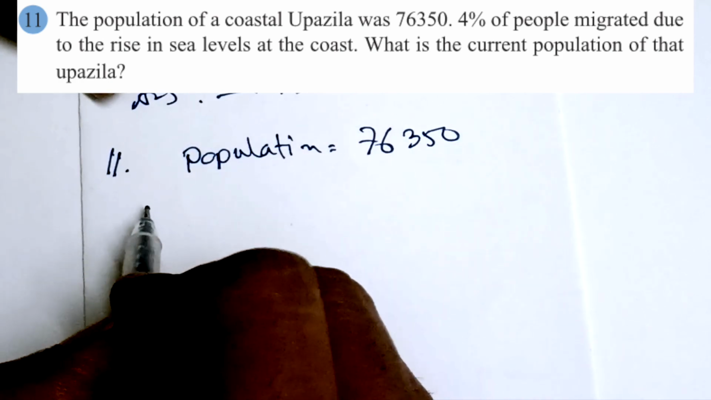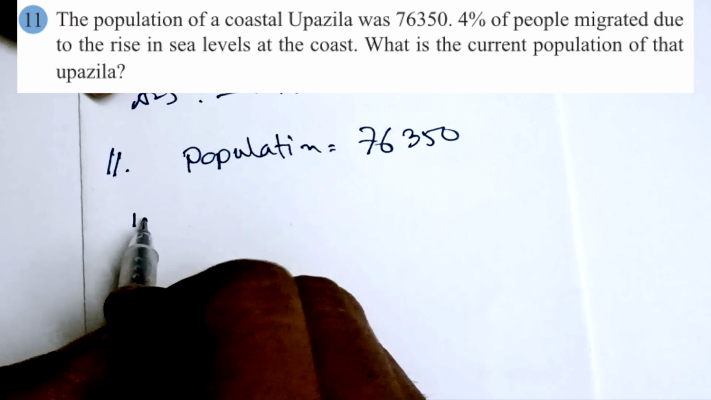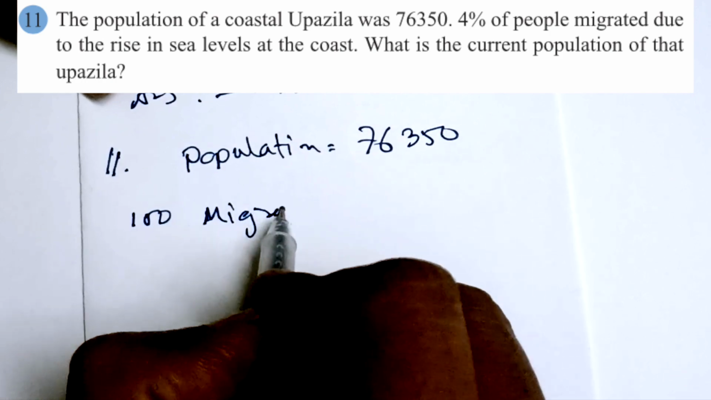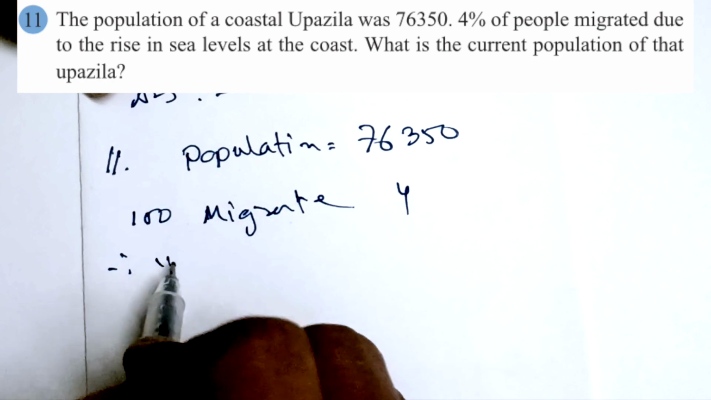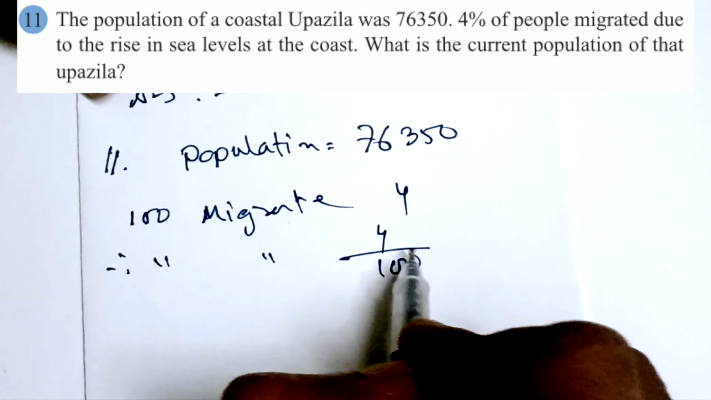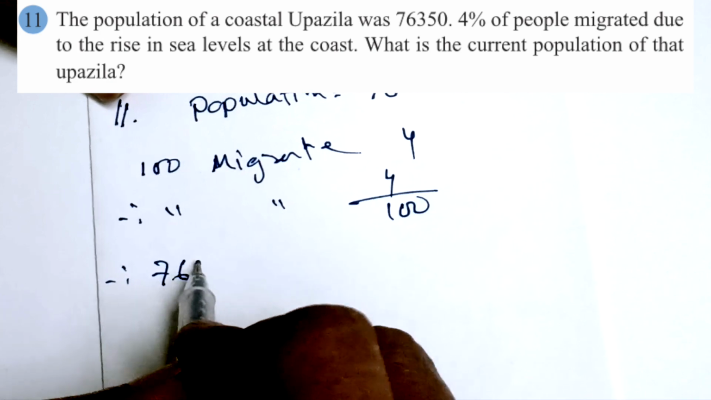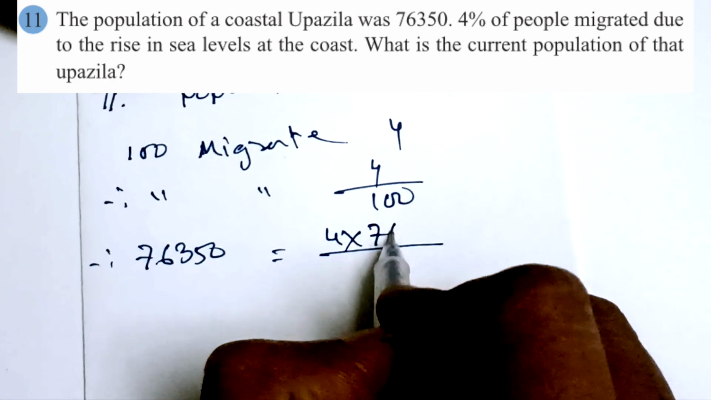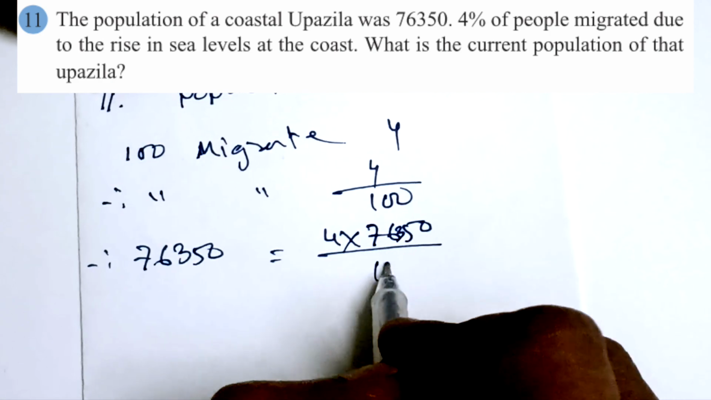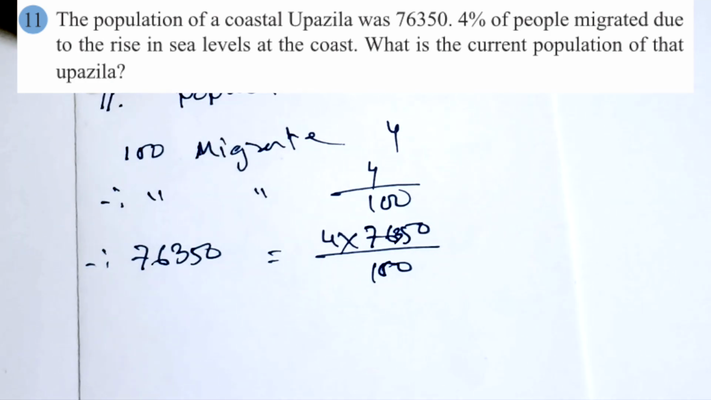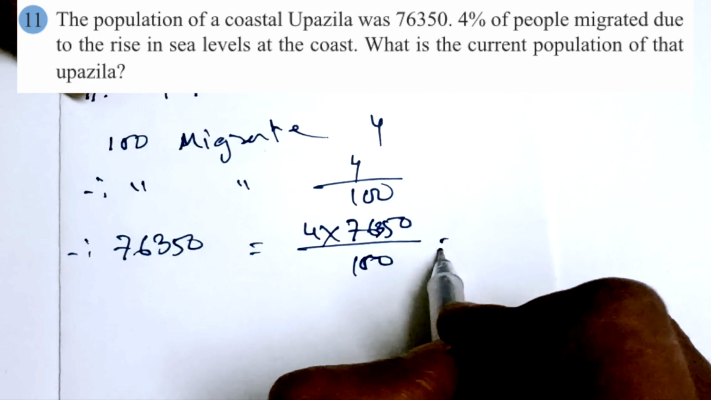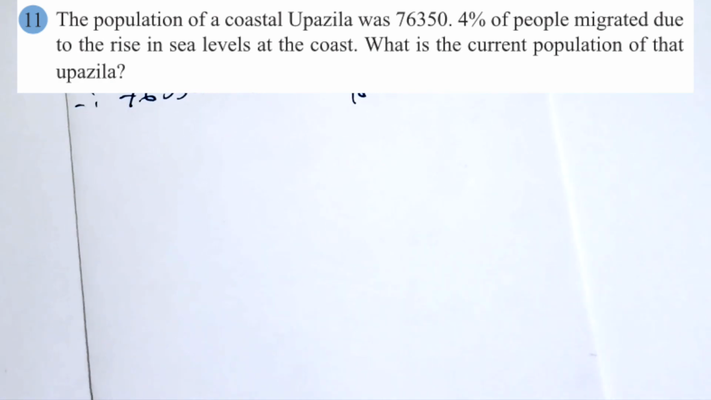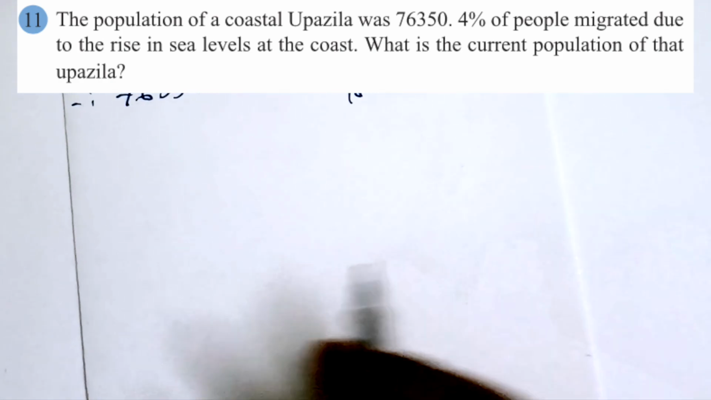That means in 100 migrate 4, and then in 1 migrate 4 by 100, then 76,350 into 4 by 100. Then answer will be 3054 people. Then what they asked, what was the current population?